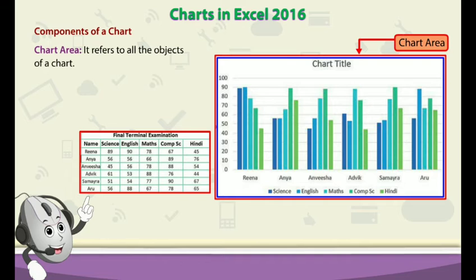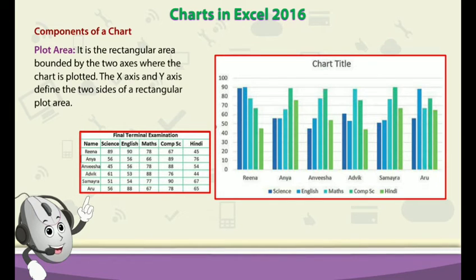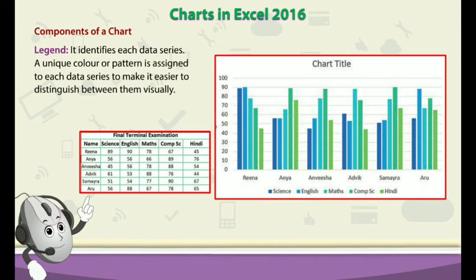Chart area. It refers to all the objects of the chart, meaning the whole area. This white area is called the chart area. Then plot area. It is a rectangular area bounded by two axes where the chart is plotted. The x-axis and y-axis define the two sides of the rectangular plot area, meaning 0 to 1, and here the names. So this is the plot area.